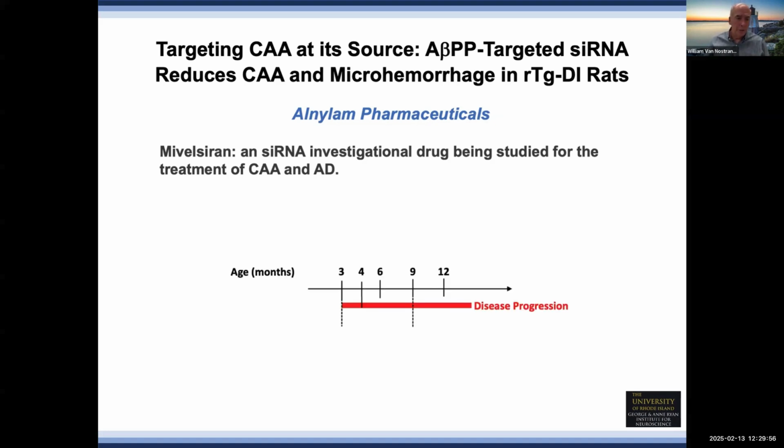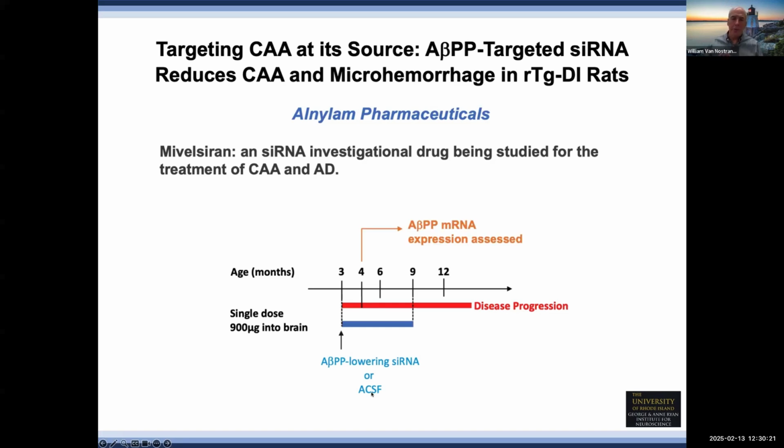So the study was designed, these are RTGDI rats we used here. They start, again, showing pathology about 3 months of age. As I showed, it progresses dramatically after 12 months of age. So in this study, we administered a single dose of their APP-targeted lowering siRNA, or just artificial CSF. After 1 month, a subset of these animals were collected to look at the levels of APP mRNA expression, and the remainder of the animals aged out for an additional 6 months, out to 9 months, where we then collected their brains and performed histology looking for amyloid accumulation and microbleeds.